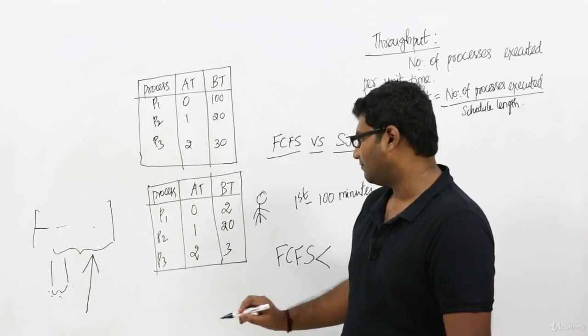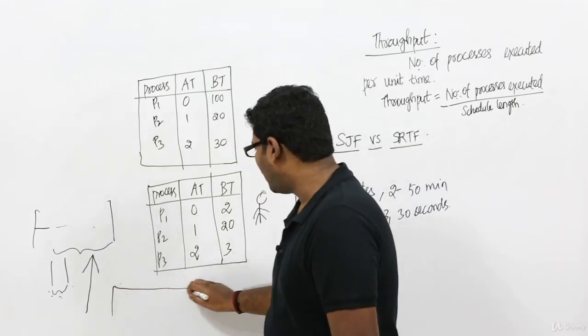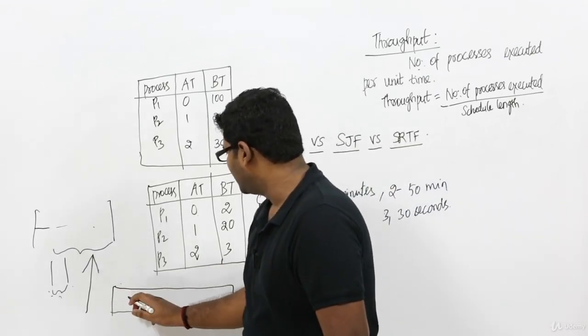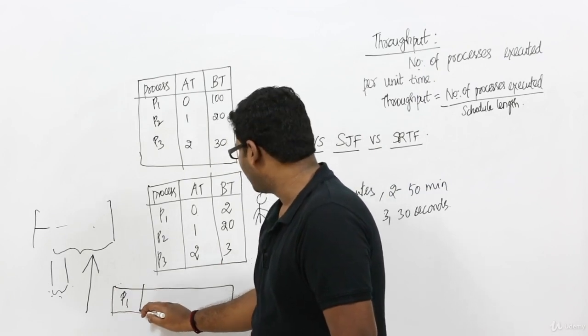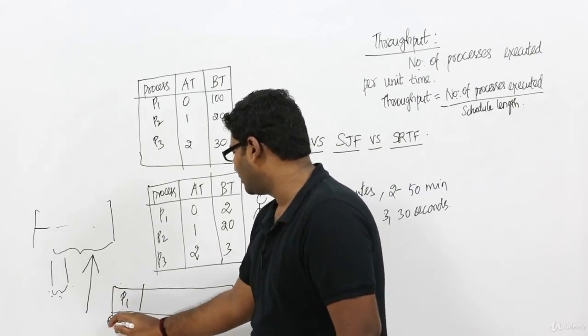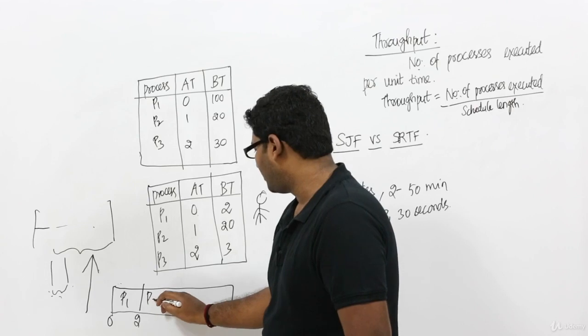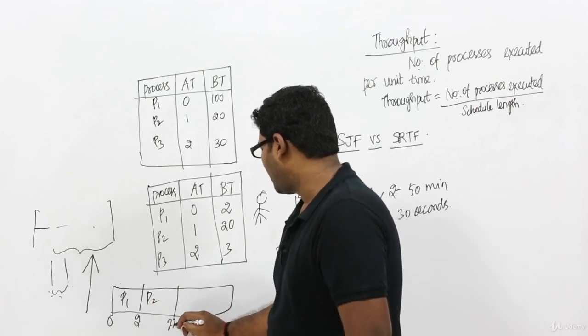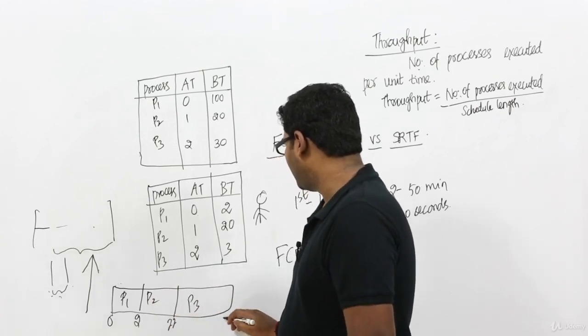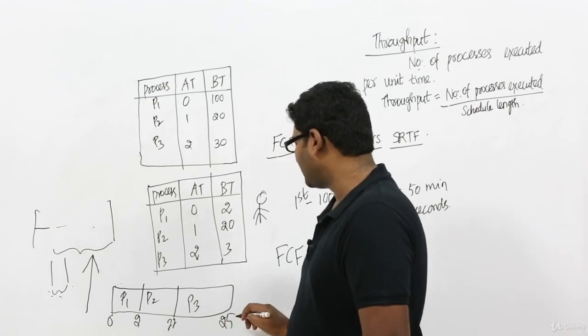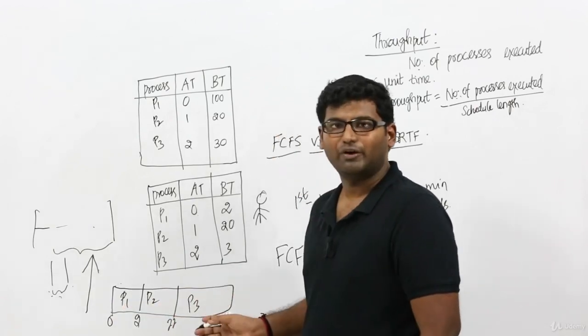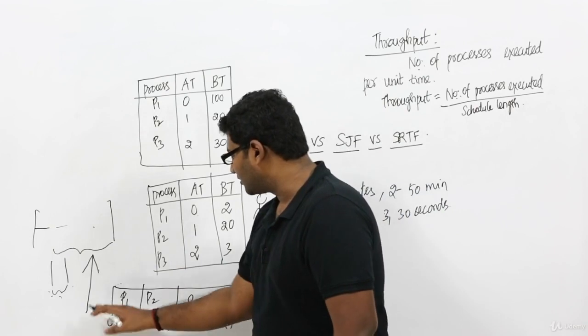Let us see how FCFS will behave for this. It will start with P1, and it will execute from 0 till 2, then P2 will continue and it will execute till 22, and P3 will continue and then it will execute till 25. This is the Gantt chart we will be getting in case you are using the FCFS scheduling algorithm.